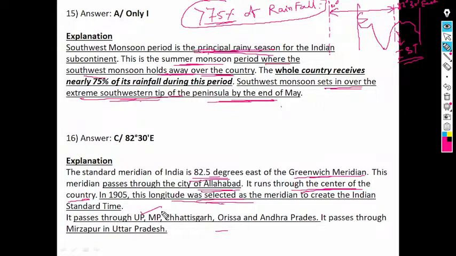It passes through Uttar Pradesh, Madhya Pradesh, Chhattisgarh, Odisha and Andhra Pradesh. UP, MP, Chhattisgarh, Odisha and Andhra. It also passes through Mirzapur in Uttar Pradesh.